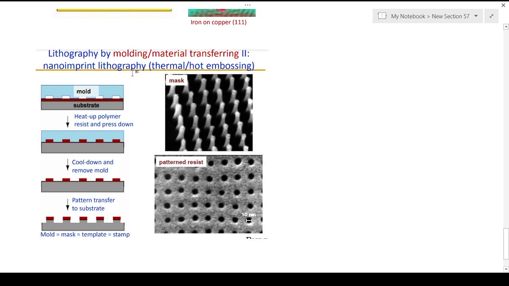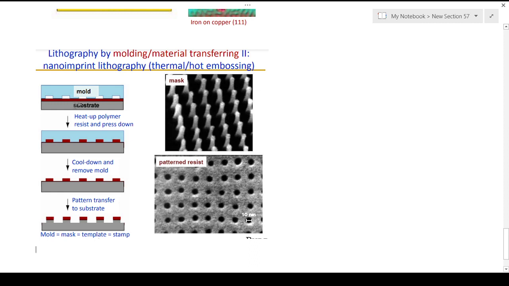Here there are two types of lithography. One is thermal nano imprint lithography. In that case we will have a mold, which is this blue one, with a small pattern, and it is pressed onto a sample on the substrate. The red one is the sample, which is placed on a substrate.